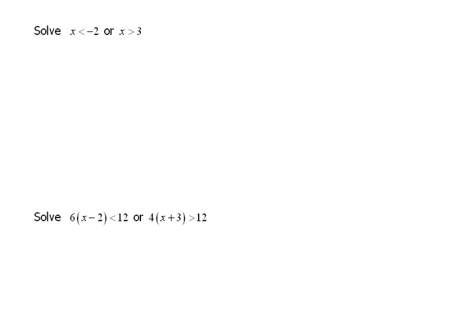All right, this next one I think is a very interesting problem. So actually we're kind of going back to something just a little bit simpler. This one says solve x is less than -2 or x is greater than 3. So again, let's draw out a number line and see if we can get an idea of what we're talking about here.